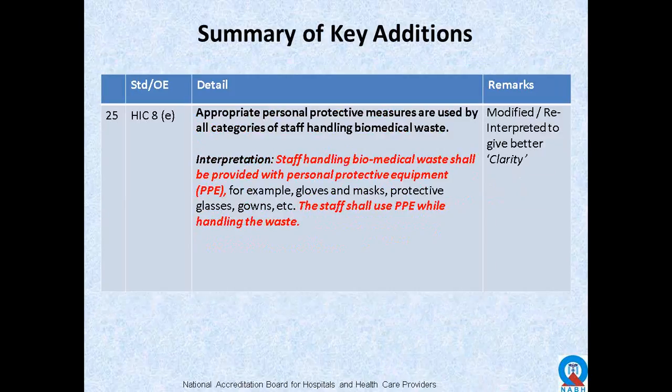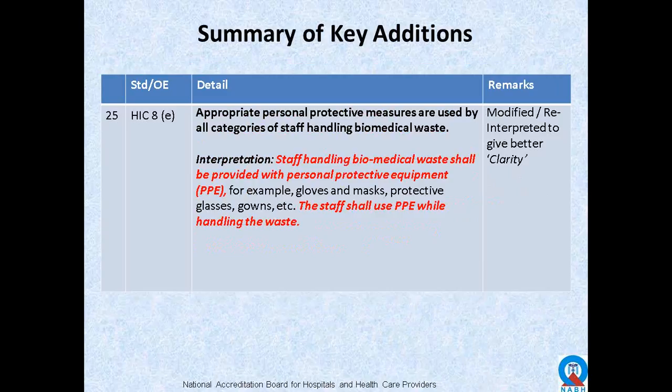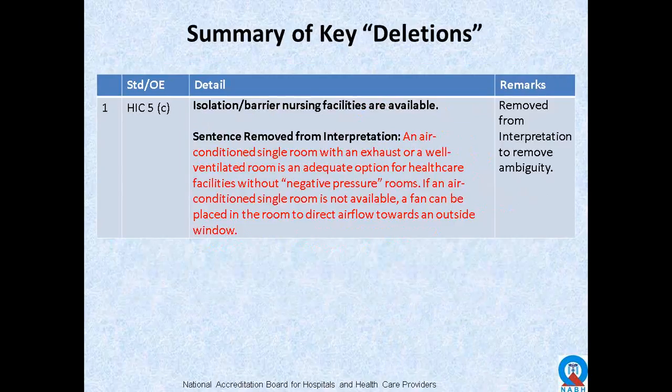Next is on appropriate personal protective measures are used by all categories of staff handling biomedical waste. Here the interpretation has been slightly modified for better clarity. Staff handling biomedical waste shall be provided with personal protective equipment, and the staff shall use the personal protective equipment while handling the waste. There has been a little change there.